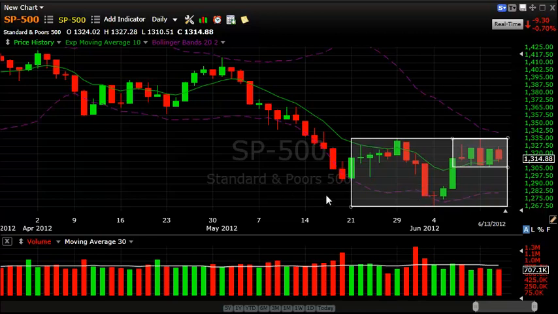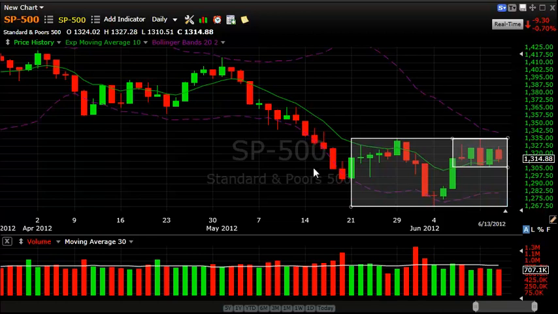I've been talking about this sideways consolidation now for a while, and I was suggesting that no matter what you're doing during this consolidation, if we get a break above the top of this consolidation, if you're playing indexes or if you're playing sectors, you'll want to be on the long side of the market if we break towards the upside. If we break on the downside, you certainly want to be on the short side.